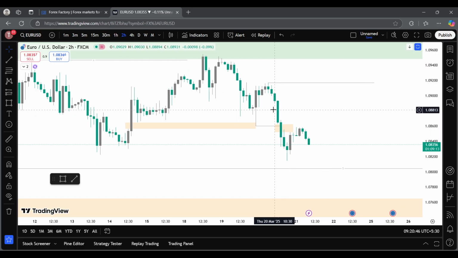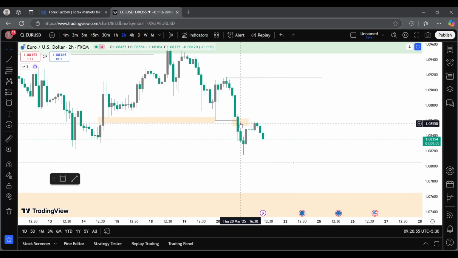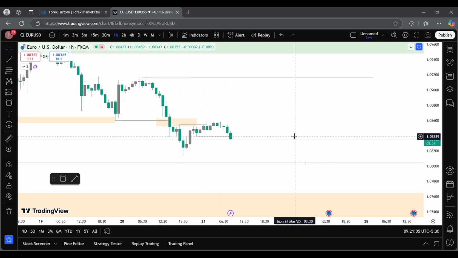As we move into the 2 hours, what we can see is that we are having a similar scenario to the 4-hour structure. And the price is respecting it. Let's move to the 1 hour to see if we can move our invalidation zone to lower prices. So let's move to the 1 hour now.